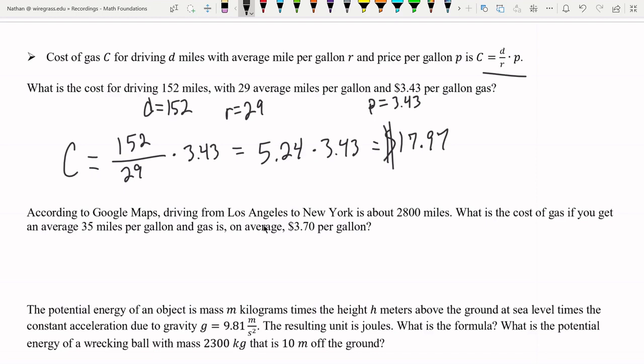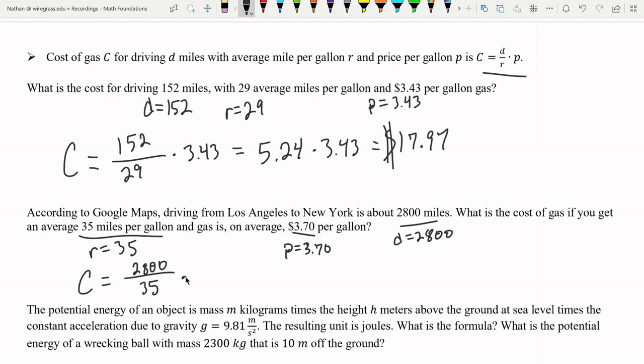Okay, so according to Google Maps, Los Angeles to New York is about 2,800 miles. What is the cost of gas if you get 35 miles to the gallon? And 3.70 is the price per gallon. So here, D equals 2,800. R equals 35. And P equals 3.7. So I can still use the same exact formula. The formula doesn't change. Only these numbers that I'm using change. That's the power of a formula. So the distance is 2,800. R is 35. And the price is 3.70.